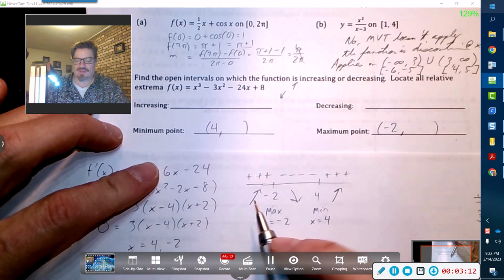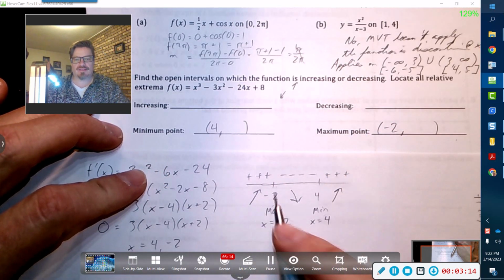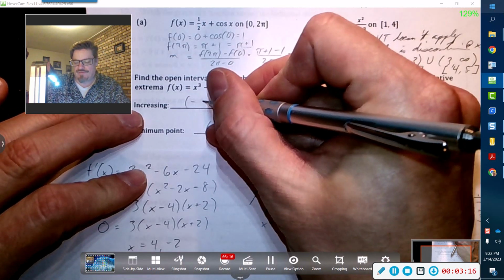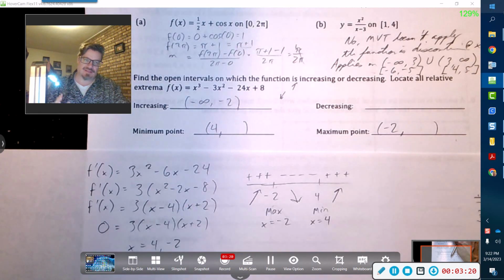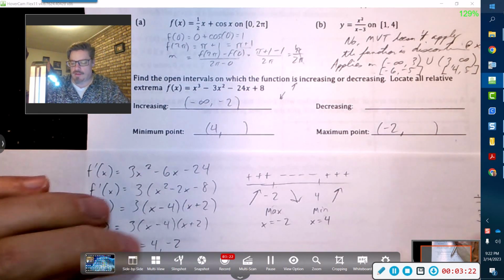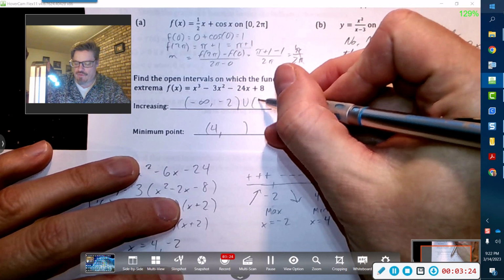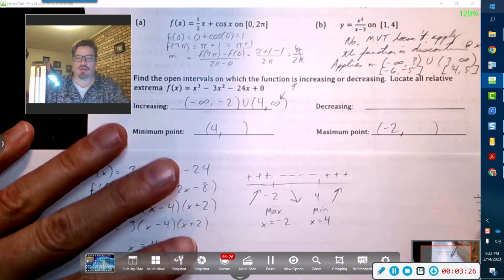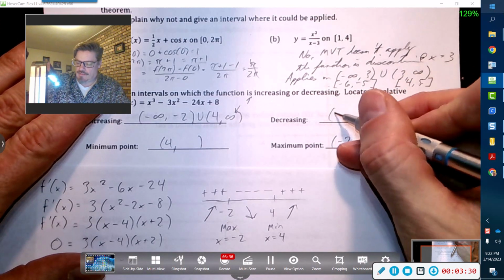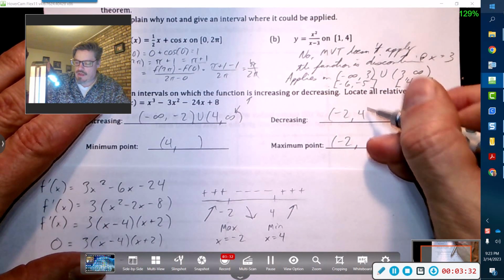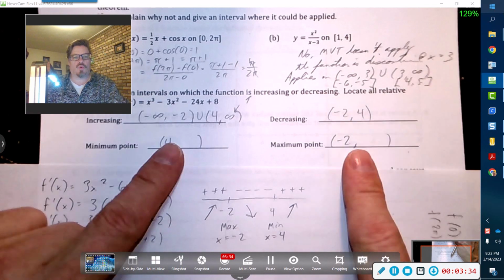Increasing from negative infinity all the way until negative 2. Then it transitions, so it basically goes to 0. But then it increases again after 4. Then it's decreasing everywhere in between. Now we just have to figure out what those points are.